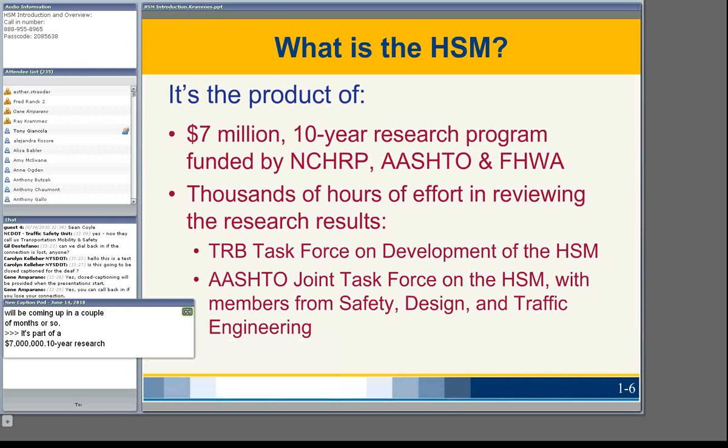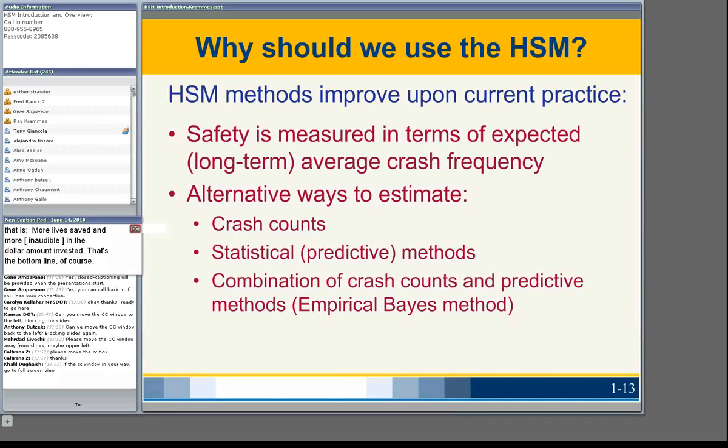I want to move next to the third of my 3 reasons for why we should use the Highway Safety Manual. The Highway Safety Manual's primary measure of safety performance is expected average crash frequency.